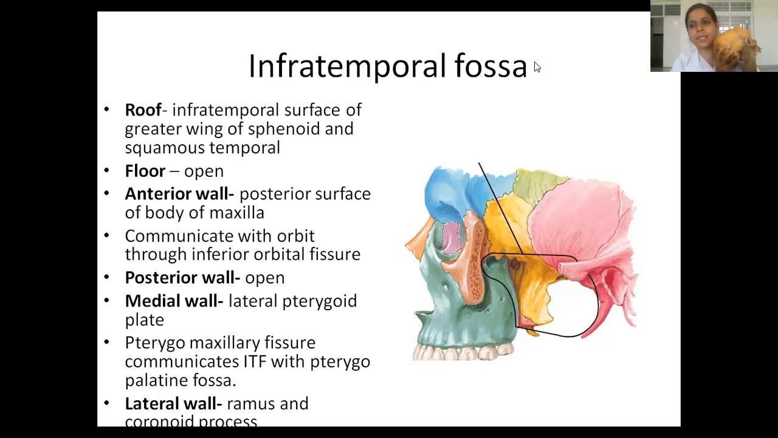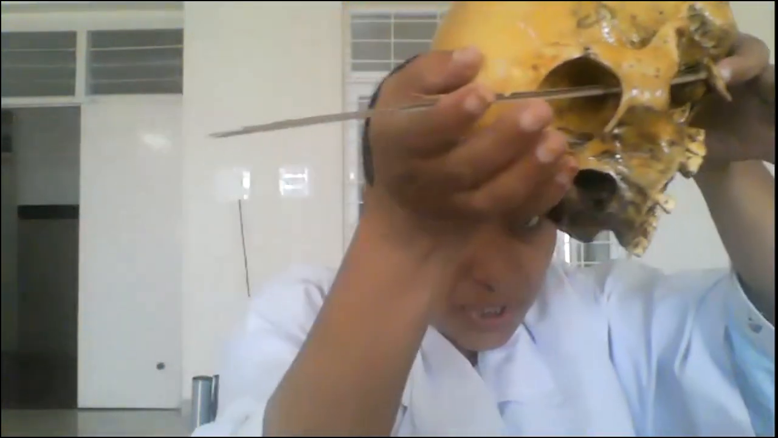The roof is where I am keeping my finger, the greater wing of the sphenoid bone, and the floor is open. Then the anterior wall is the posterior surface of the maxilla, the body of the maxilla. There will be a hole, and I'll try to pass the probe and show you. You should have studied this in the morning class. See, there is a communication between this inferior orbital fissure and the infratemporal fossa below the zygomatic arch. So there is a communication between the infratemporal fossa and the orbit.